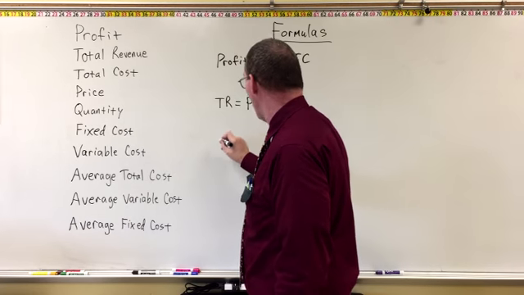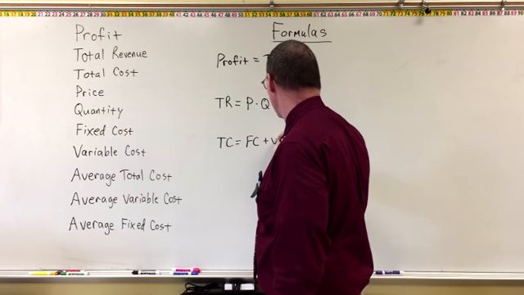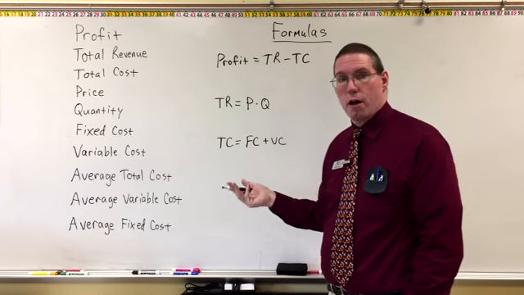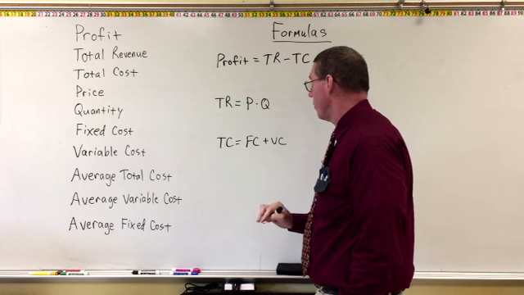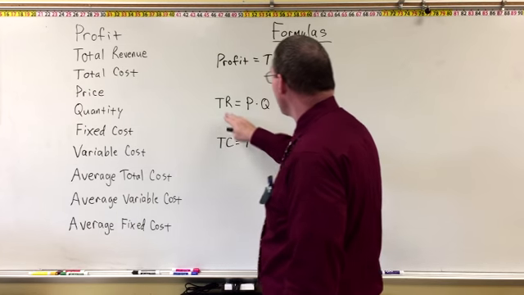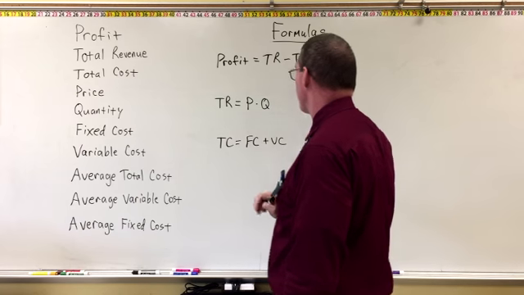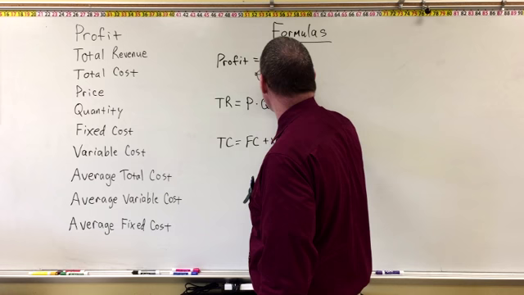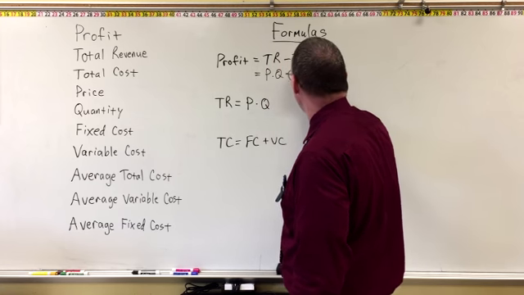And we know that total cost is equal to fixed cost plus variable cost. Now, you could just as easily say variable cost plus fixed cost, because addition is commutative, so you can flip them around. Okay? Now, because total revenue is equal to price times quantity, and because total cost is equal to fixed cost plus variable cost, we could also say that profit is equal to price times quantity, because that's what total revenue is equal to, minus total cost.